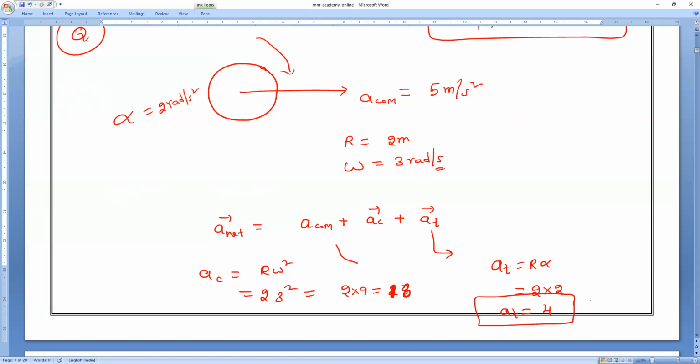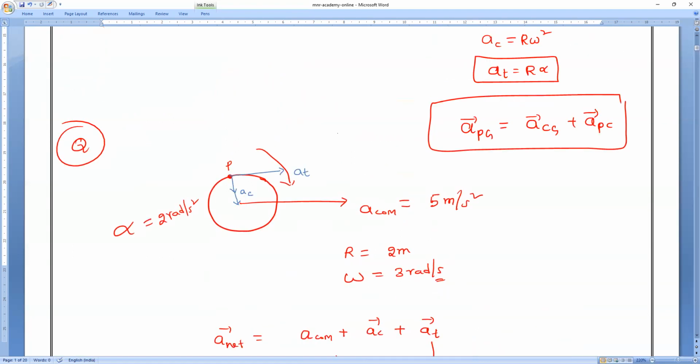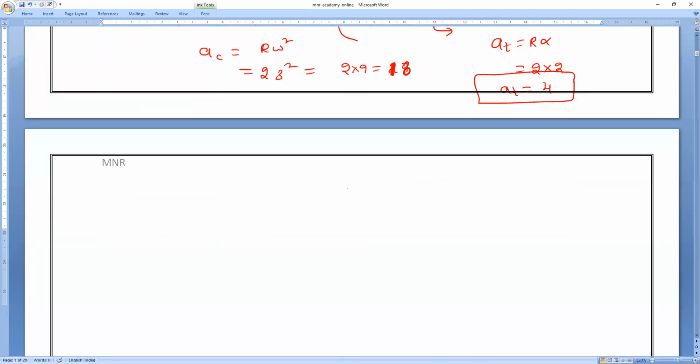Now if you observe, along the tangential acceleration, if I take the particle P, oh sorry, I forgot the particle P here. So this is the particle P, and we have to find its acceleration. Two accelerations are acting here. One is the tangential acceleration, which is acting downwards. The other is the centripetal acceleration. And there is one more acceleration acting at the same point, the acceleration of the center of mass. That is very important.